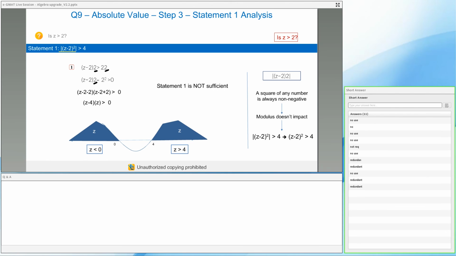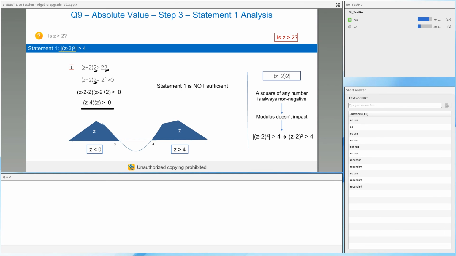Tell me guys, is this clear? Kindly mark yes if this is clear. So the first thing which I did was I inferred that the modular sign is playing no role here. Second thing what I did was I used A square minus B square formula by bringing 4 this side to write it as 2 square, and using the formula to find the range of Z.